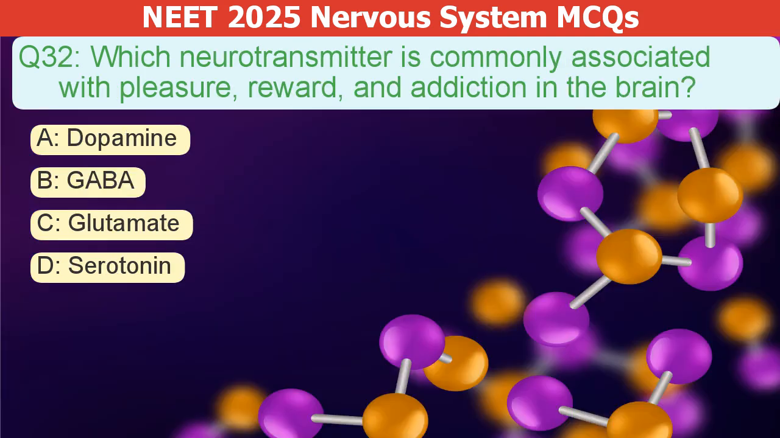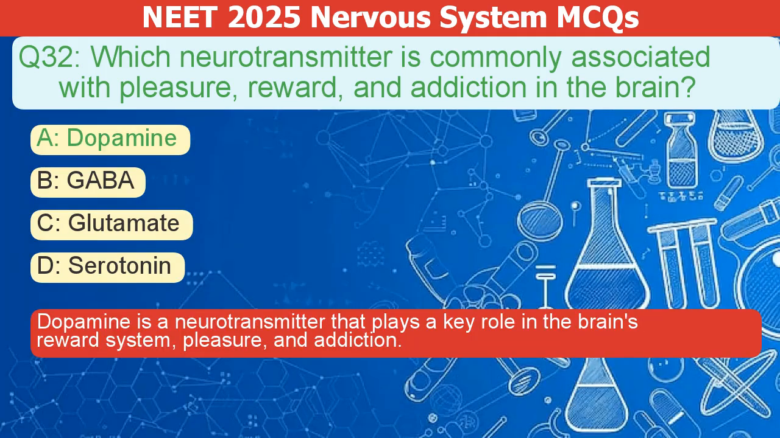Which neurotransmitter is commonly associated with pleasure, reward, and addiction in the brain? A. Dopamine. B. GABA. C. Glutamate. D. Serotonin. The correct answer is A. Dopamine is a neurotransmitter that plays a key role in the brain's reward system, pleasure, and addiction.